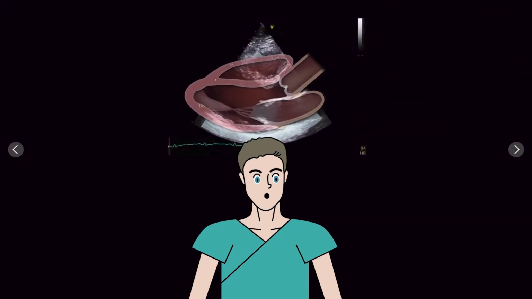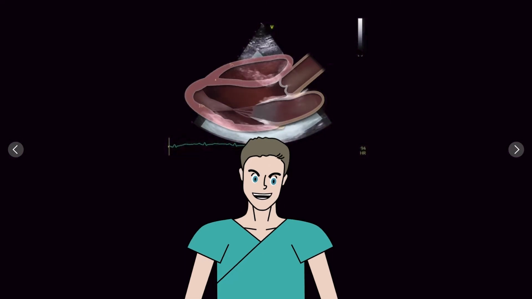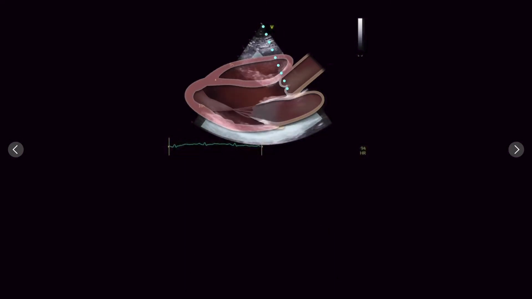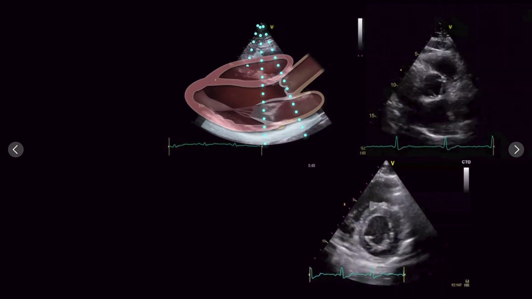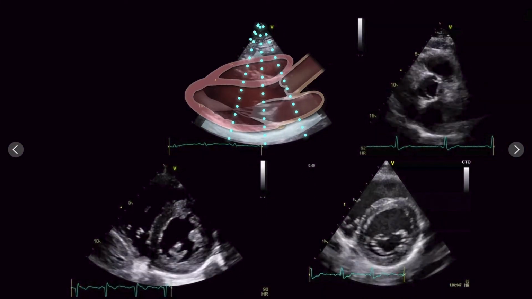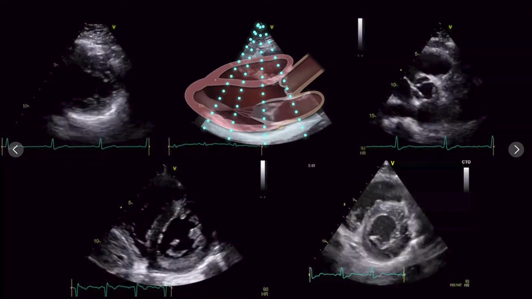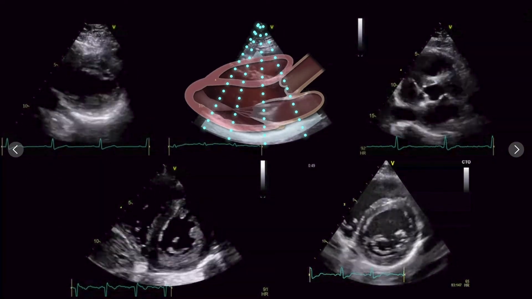So now let's have a look at all the different cut planes we can have with the parasternal short axis. We start at the level of the aortic valve, seen over here. That's the aortic valve. Then we continue with the level of the mitral valve, seen here.